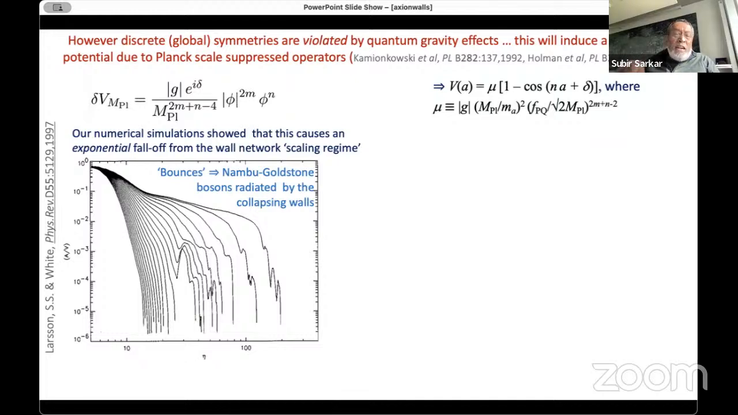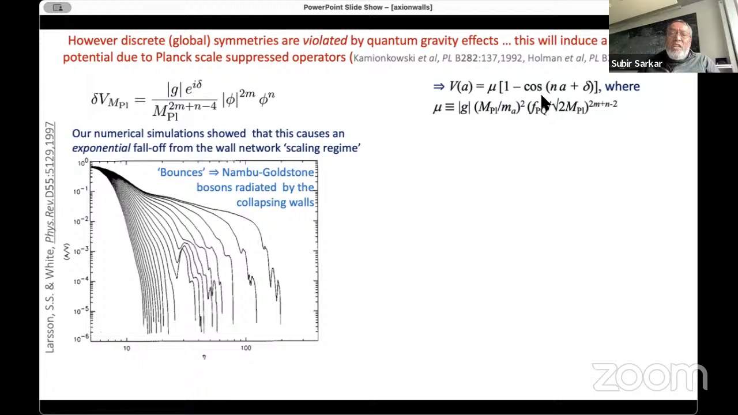However, it turns out that is not relevant for axions because the step size here is much, much smaller than the field excursion that we are concerned with, which is the Peccei-Quinn scale. So I won't discuss that further. I'm only going to discuss tilt, which is the case being referred to here. As you can see here, the wall network reaches that scaling regime I mentioned, going as 1 over eta.